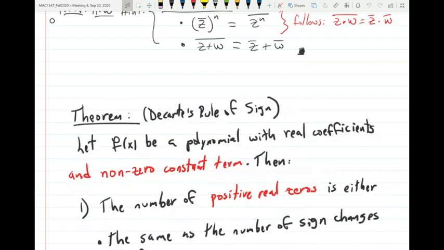Okay, so what this theorem is going to do for us is it's going to tell us, among the real zeros (this also includes rational or non-rationals), up to how many positive zeros you can have and how many negative zeros you can have.